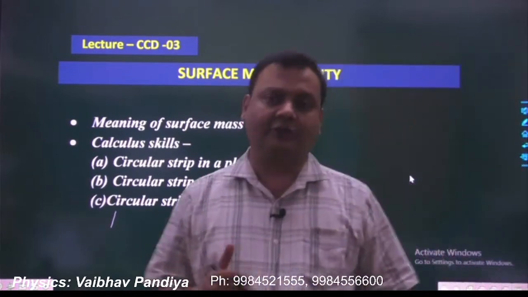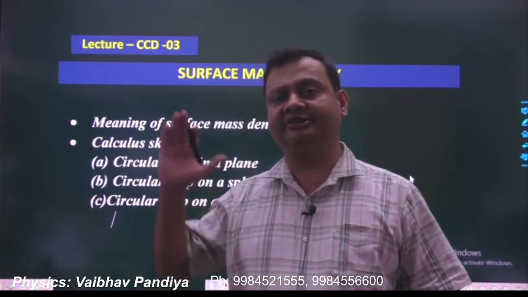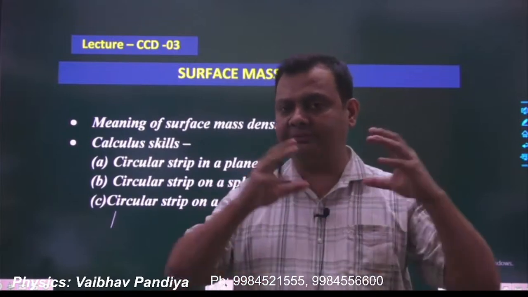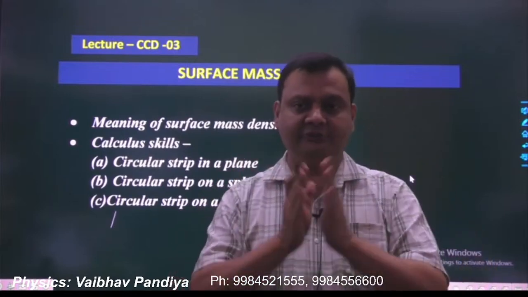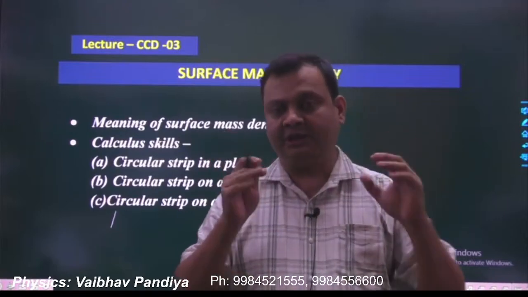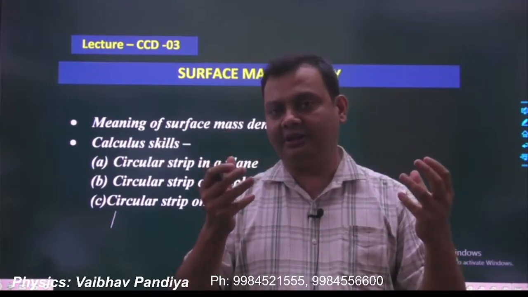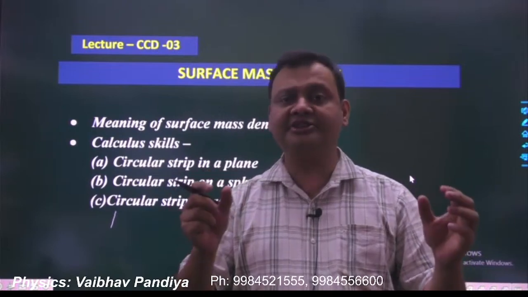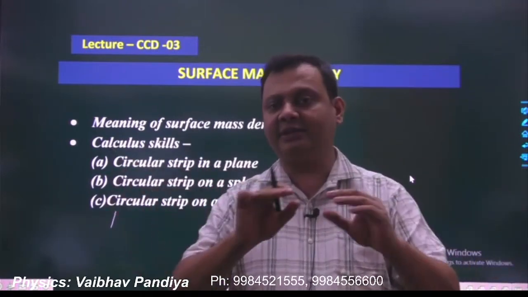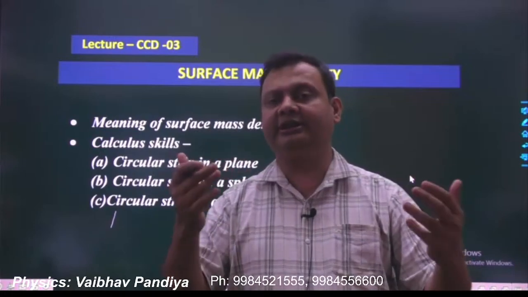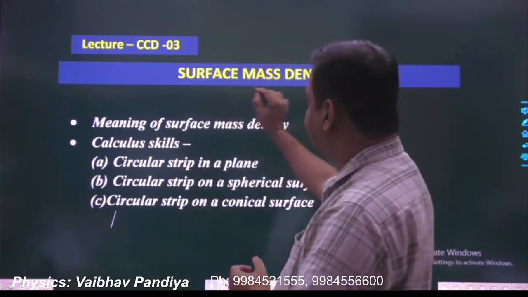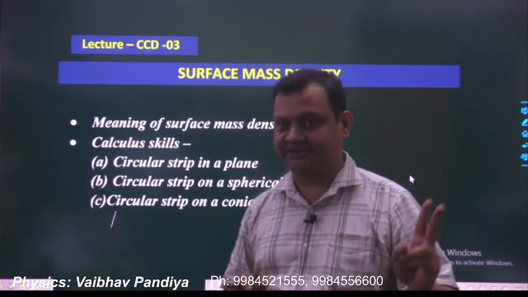Welcome to the third lecture of Continuous Mass Distribution, CCD03. In the first two lectures, we have seen what the meaning of mass density is, and we focused on one type of mass density, the linear mass density. The linear mass density is used when the mass is distributed over any length, like a rod or thread. The length can be rectilinear, that is straight, or curvilinear, that is curved. Now, this lecture will deal with the surface mass density, the second kind of mass density.